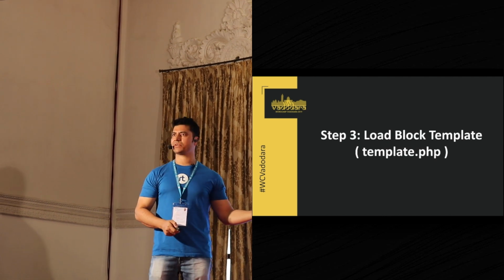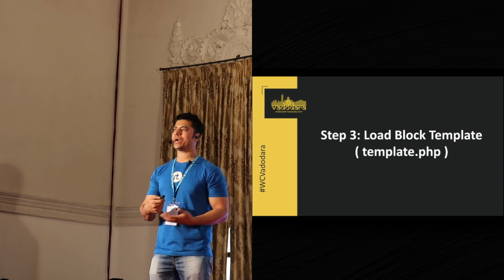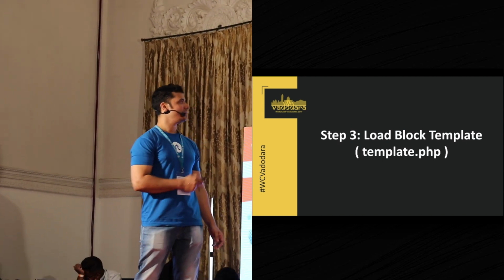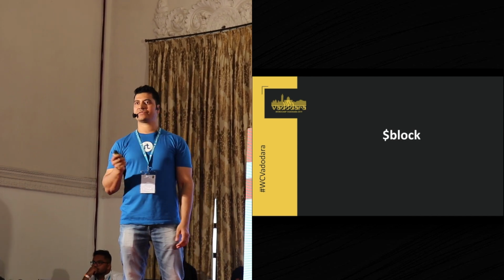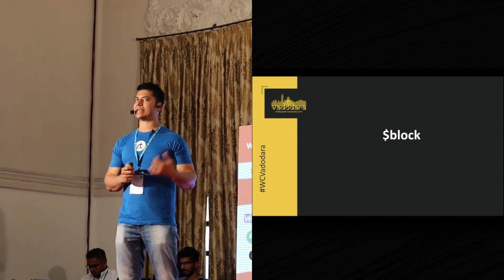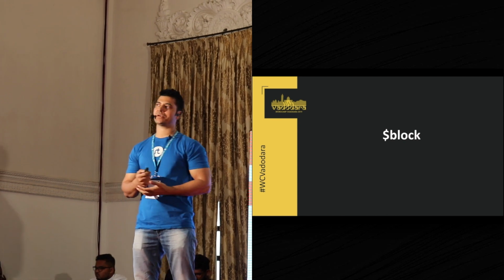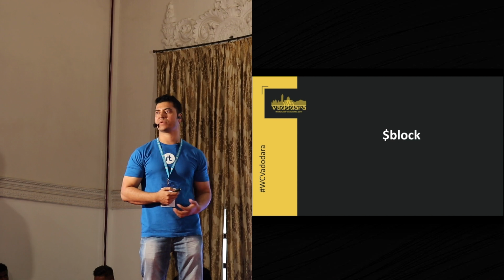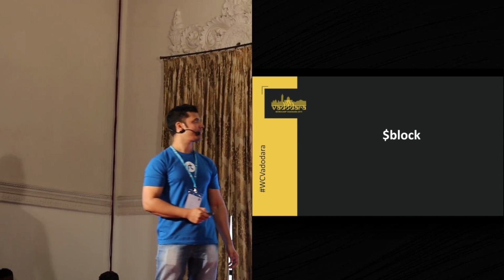Then the last thing we need to do is just load the template. This is very similar to using your WordPress templates when you're doing theme development. Now inside this template.php, it gives us a variable called block, and this has the different settings that you have defined. Before we jump into the code, I think it's important to find out what's inside this variable. What do we get? Then we can use it to build our content.